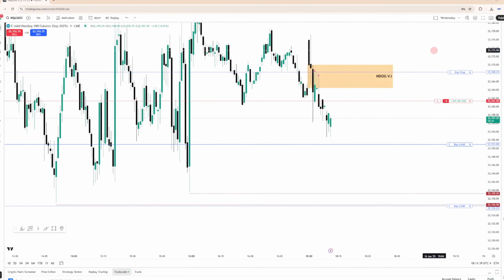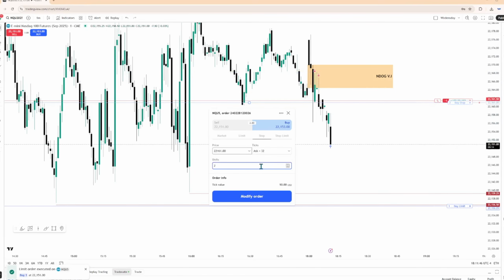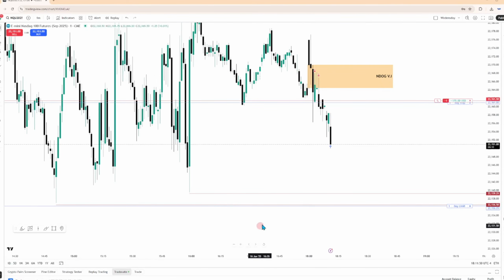So in these situations when price is doing its thing, you just got to be patient. All right, there's the first TP. We're going to move now to break even. And the rest is a runner, guys. So the rest is the rest. But that's how I do it.